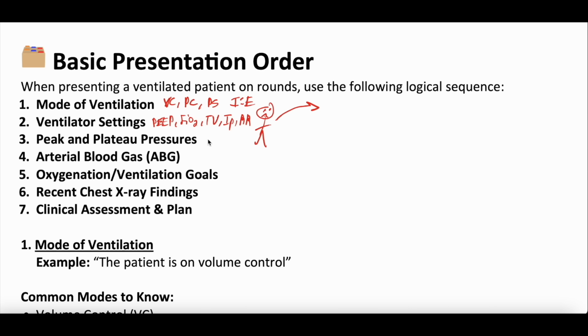Then you do need to know their peak and plateau pressures. Recent arterial blood gases. What your goals are is important to know and have. Recent chest x-ray findings, and then what you want to do with all that great data you collected. All right, so that's kind of the basic foundations of data collection.